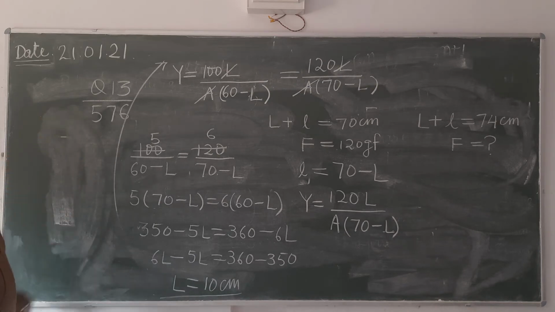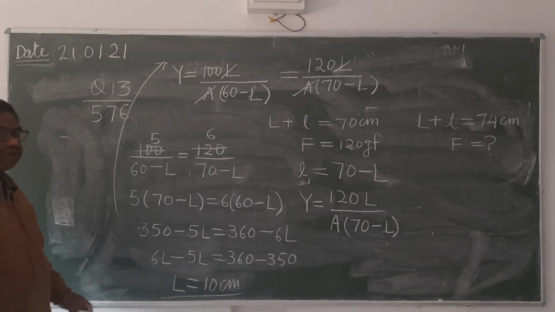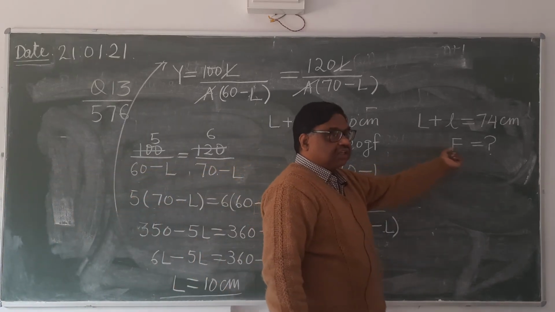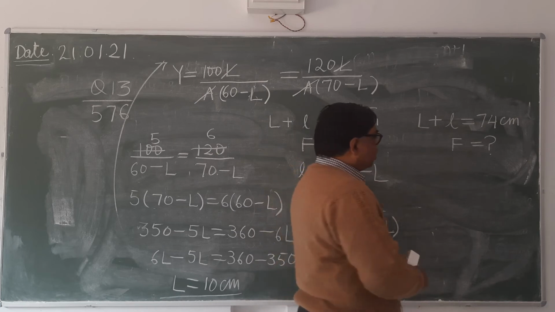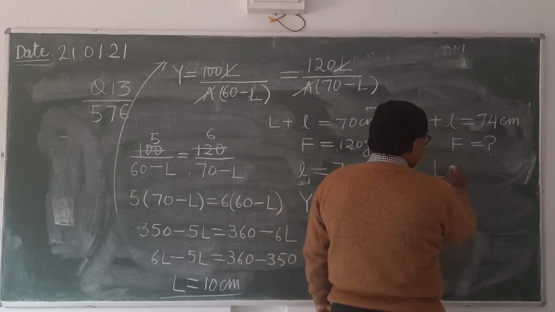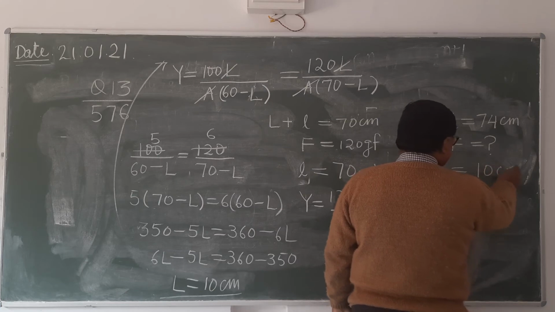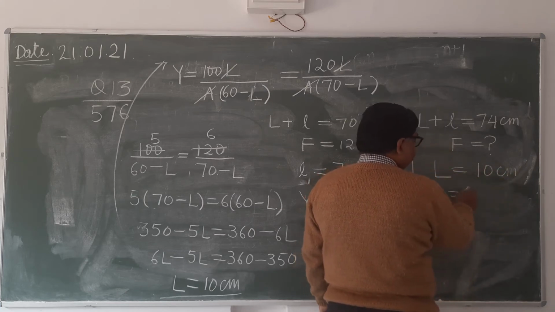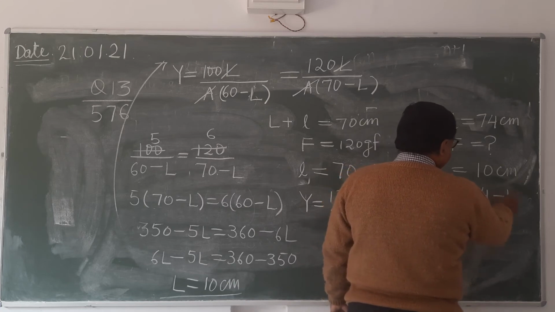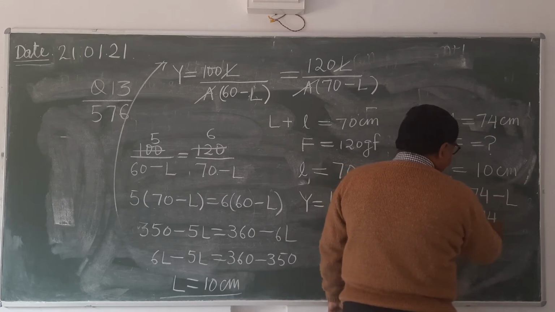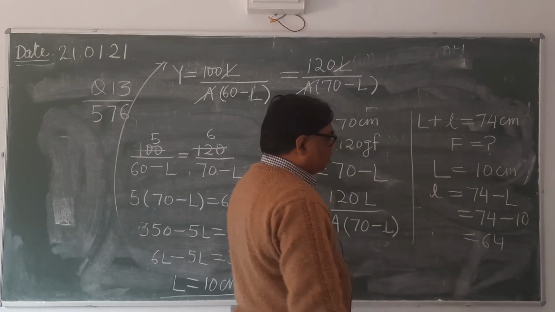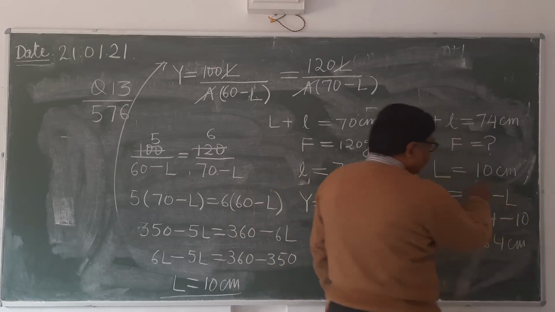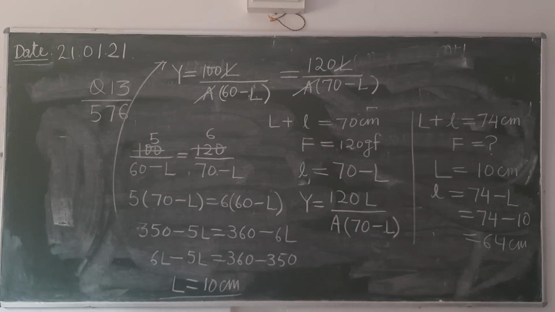Now see here. In the second part, you have to determine that weight on suspending which its total length becomes equals to 74. So now here capital L is known. What is capital L here? 10 centimeter. So what will be small l? It will be 74 minus capital L, that is equals to 74 minus 10, that is equals to 64 centimeter. Now you find the value of Y from the third case. So from the third case, what will be Y?